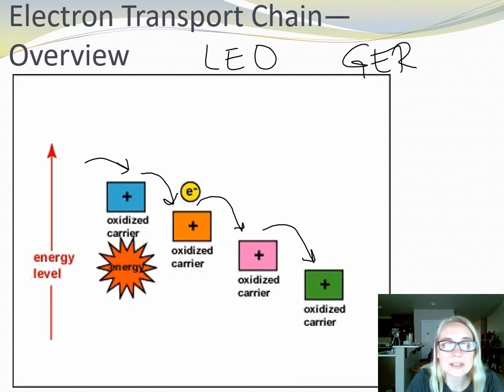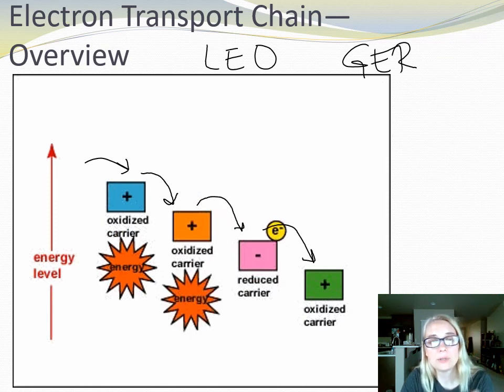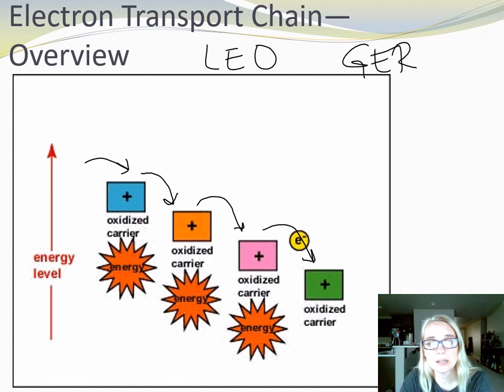So those electrons, as they go from one carrier to the next and they gain electrons, they'll be reduced, and then they'll lose the electrons, they'll be oxidized, and they gain electrons, they'll be reduced, and they lose electrons, they'll be oxidized.